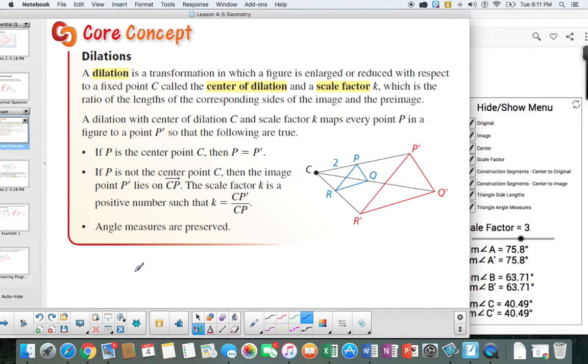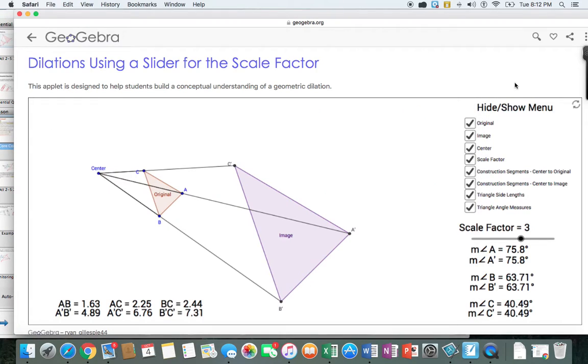A dilation is a transformation. This is our first one that is not rigid. There's going to be enlargement or reduction. It has a center of dilation and it has a scale factor, which tells you how big or how small to make it. Now let's take a look at this after we've looked at this GeoGebra demonstration.